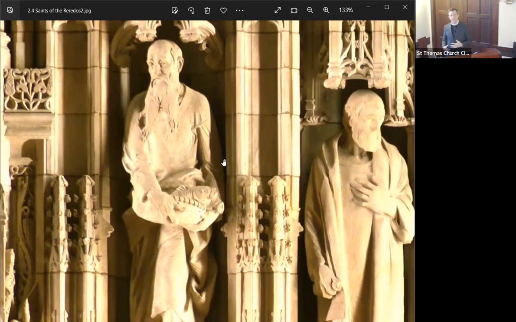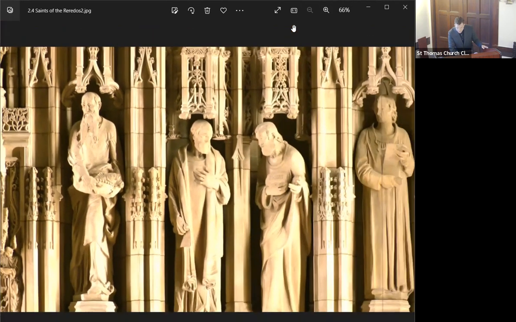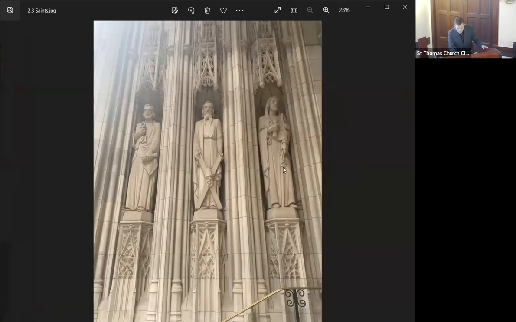Because he shows up in one of the stories of the feeding of the loaves and fishes, the multiplication of the loaves and fishes. There's so many different versions. And let's go back. All right.